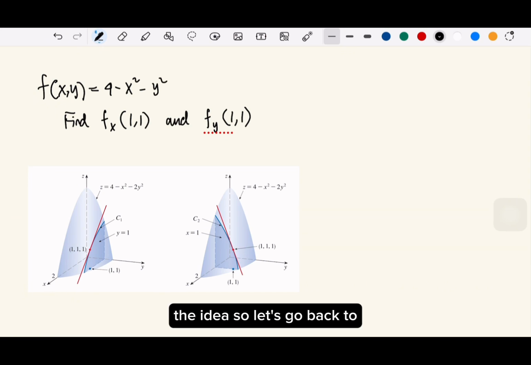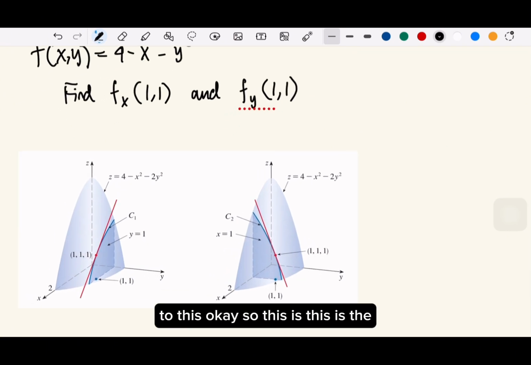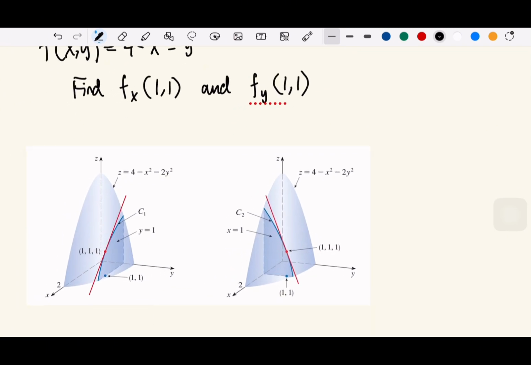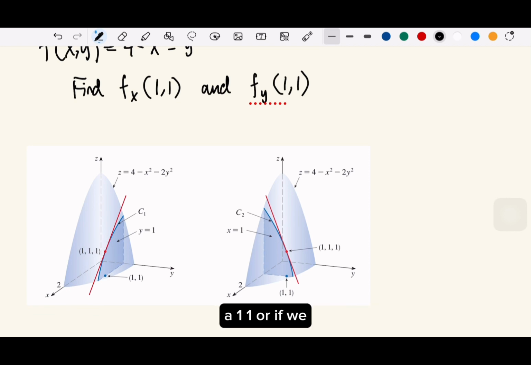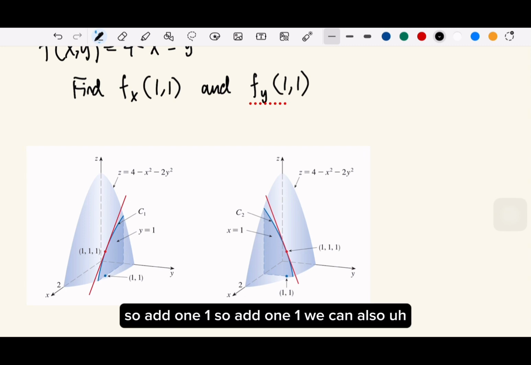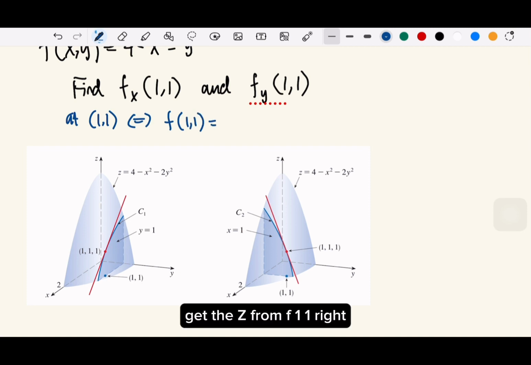So let's go back to this. So this is the plane. The plane is quite huge, but it's cutting the sides here, and this is (1, 1). Okay, (1, 1). So at (1, 1), we can also get the z from f(1, 1), right? We get the z.